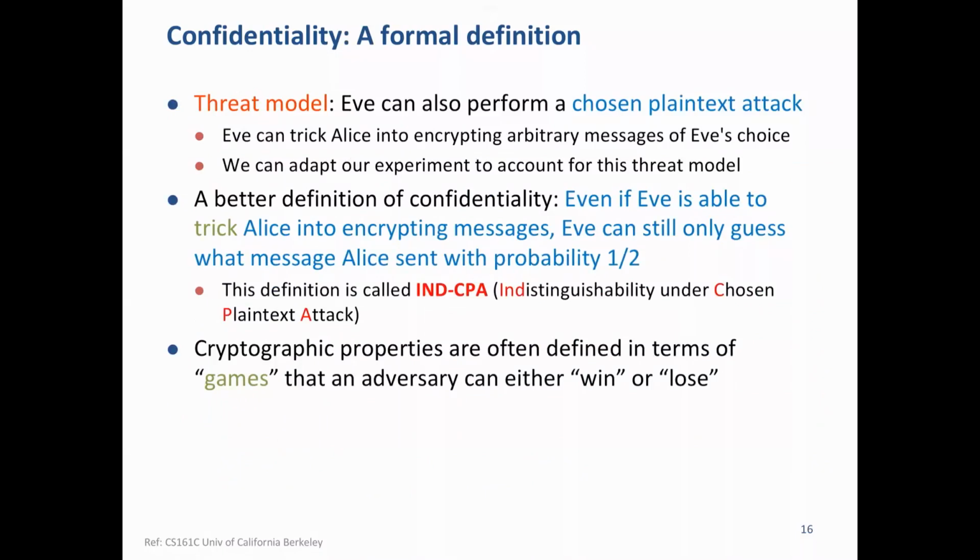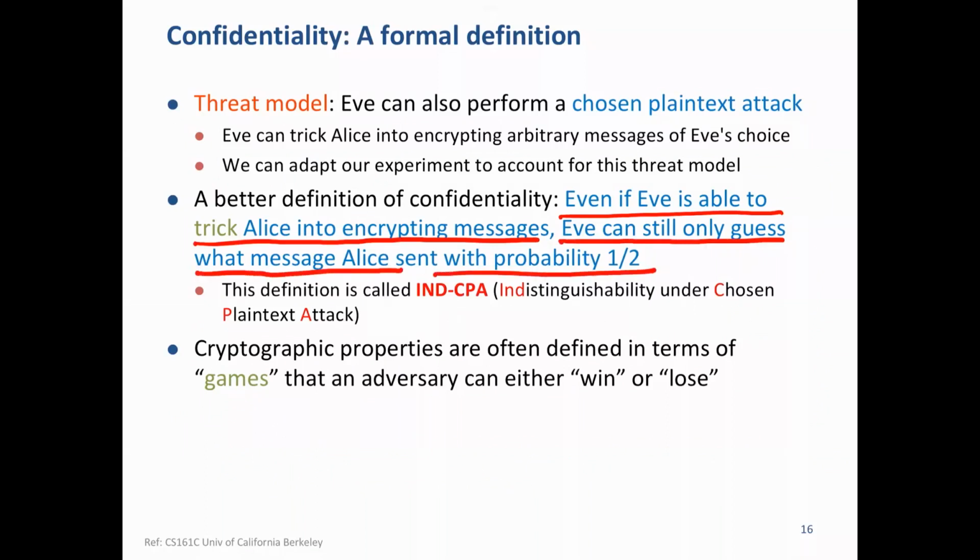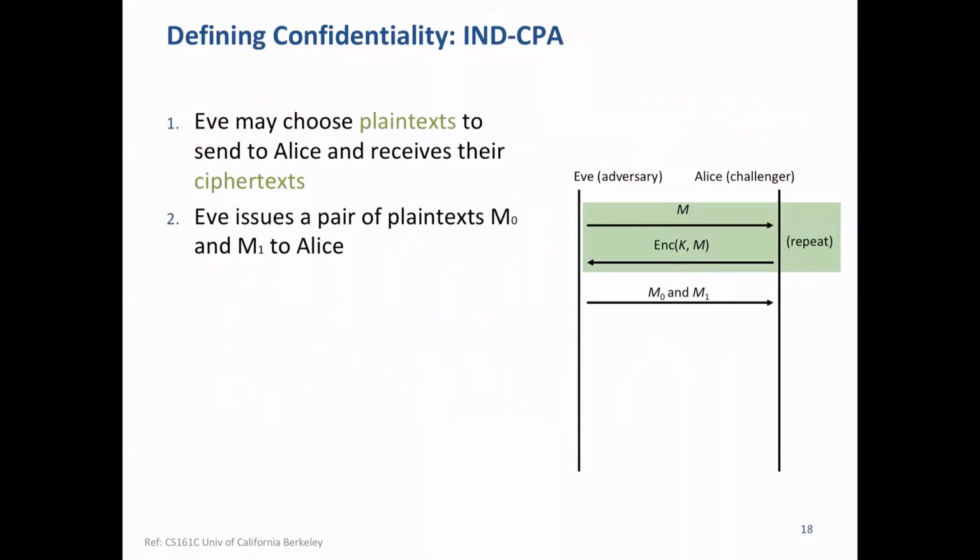So here, even if Eve is able to trick Alice into encrypting a message, Eve can still only guess which message Alice sent with probability half. And this definition is called IND-CPA. Pictorially, we can look at it in this way.